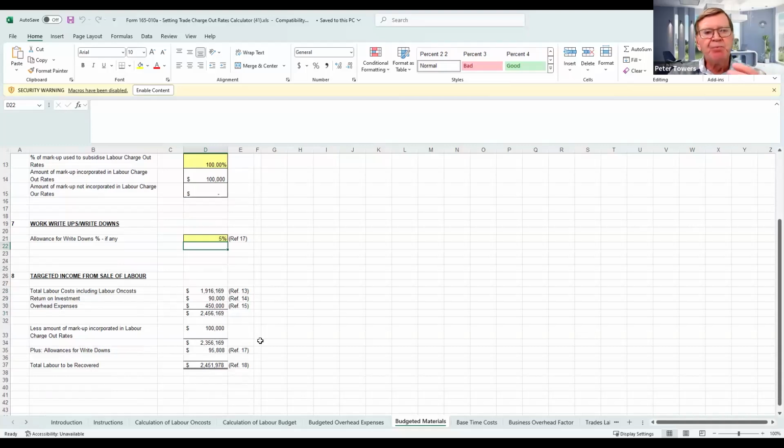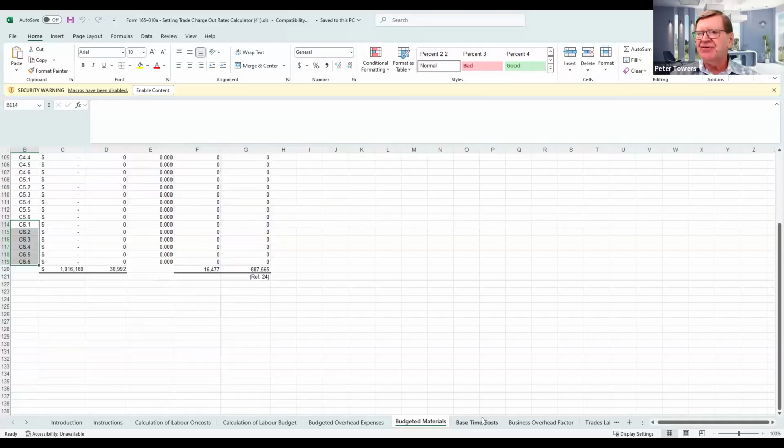But we're building into this $100,000 we're making from the markups on these external purchases for the clients. So we take that off, 2.3 million. And then we've got the cost for this write-down, this 5%. So we're saying we need to recover 2.4 million.